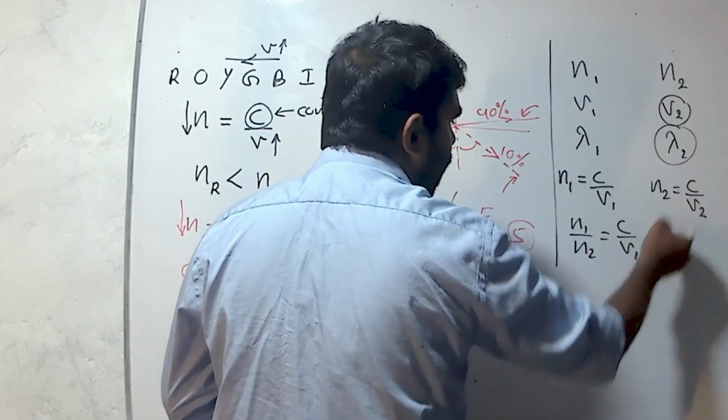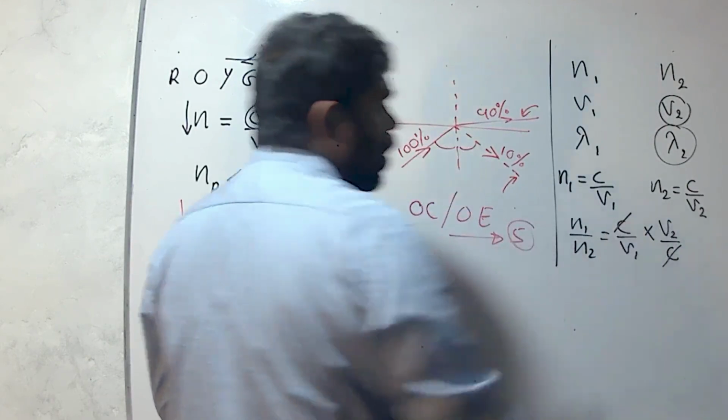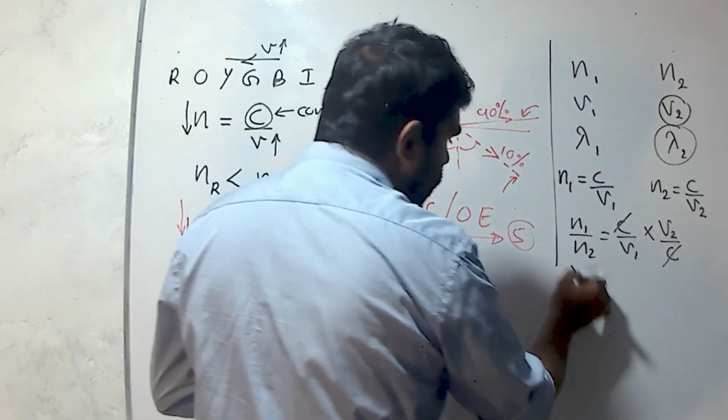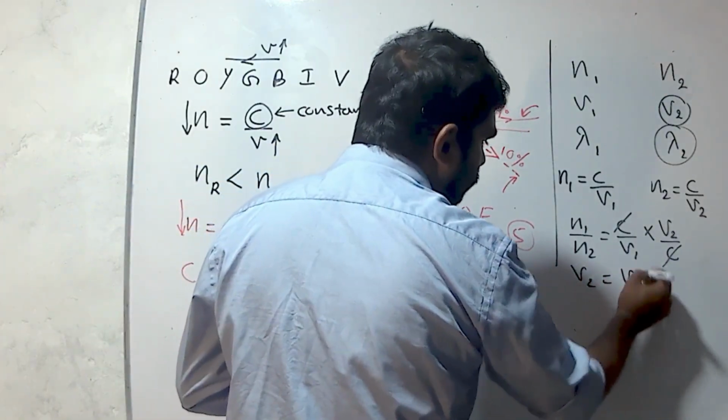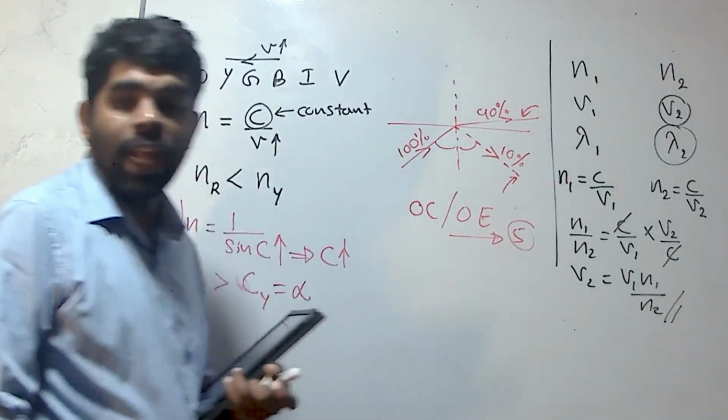When dividing by this term, we can multiply by the reciprocal. Then we can cancel out C and C. Then V2 should be V1 N1 over N2. This is the velocity in the second medium.